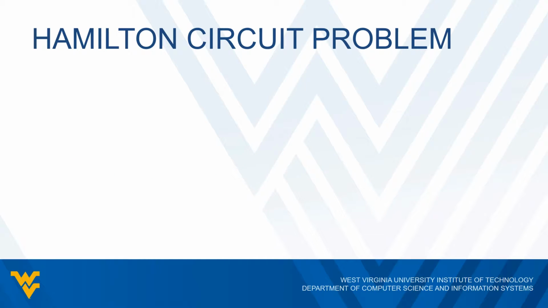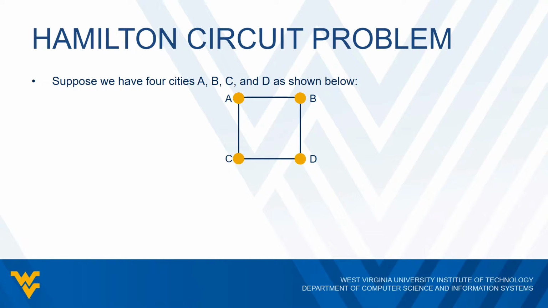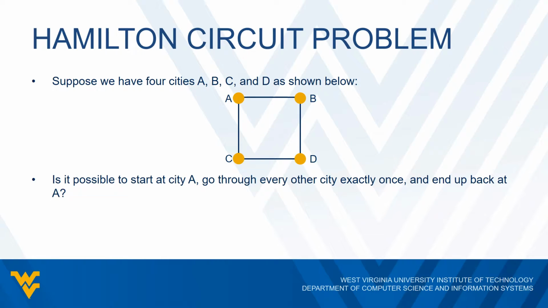Let's take a look at an example of a problem where we will find that the amount of work is more than polynomially bounded. So let's say we have 4 different cities, A, B, C, and D, laid out like this, where we have the cities connected in a square fashion. So the question we want to ask is, is it possible to start at city A and go through all the other cities exactly once, no more and no less, and then end up back at A?